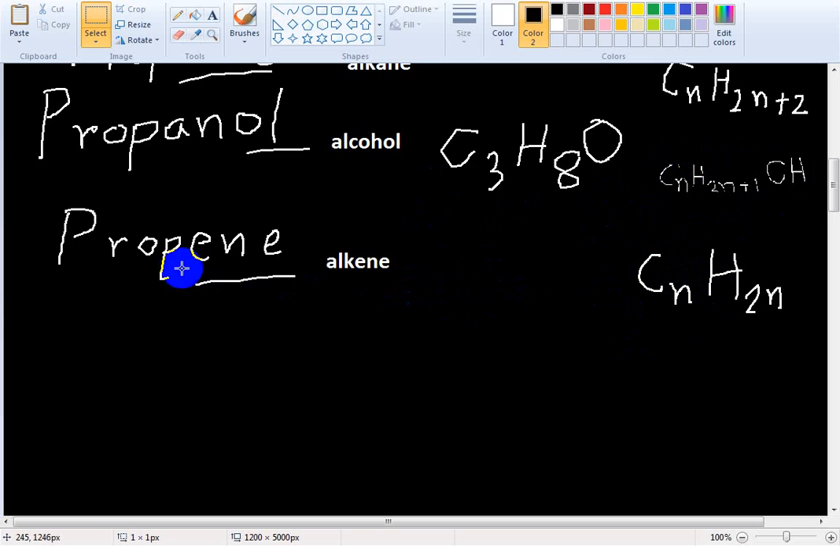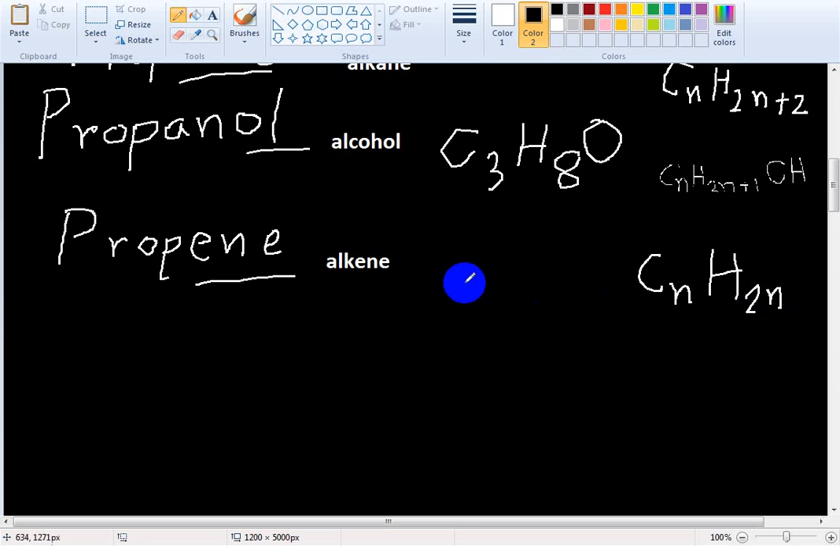CnH2n plus 1 OH. Okay, alkene. What will be the general formula? Alkene, propene. Put n equal to what? How many carbon is in prop? 3 carbon. So put n equal to 3. What will be carbon? How many hydrogen? Propene, n equal to 3.